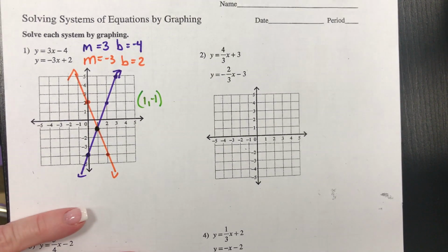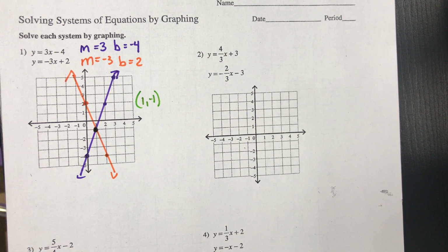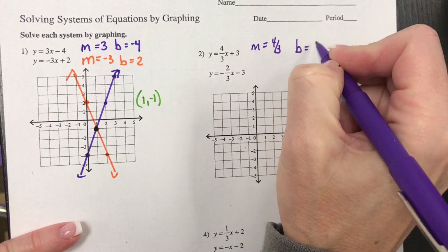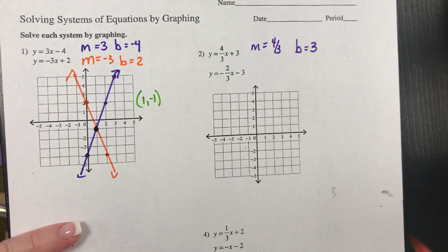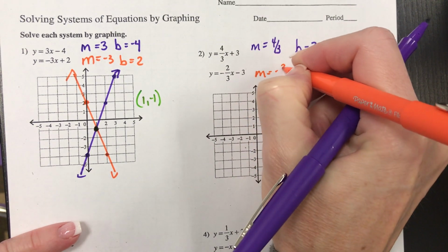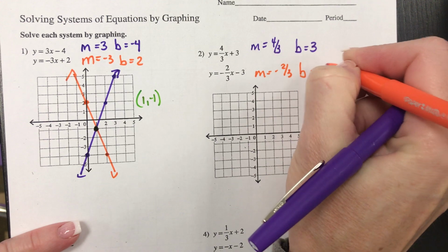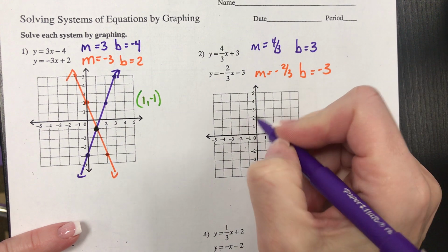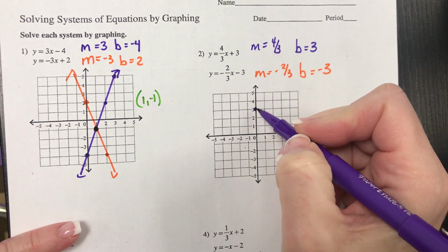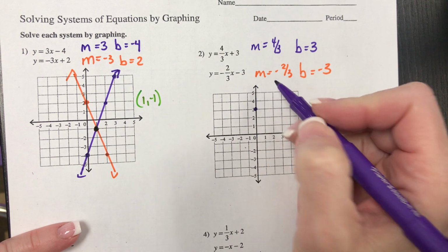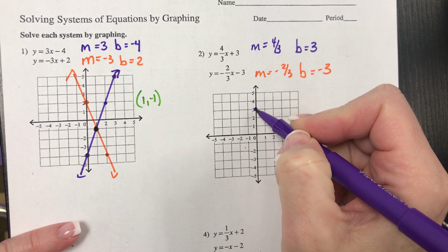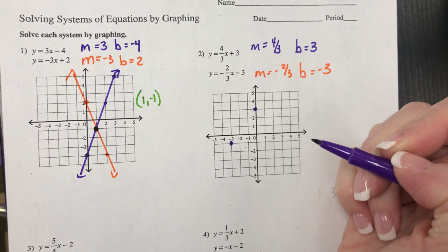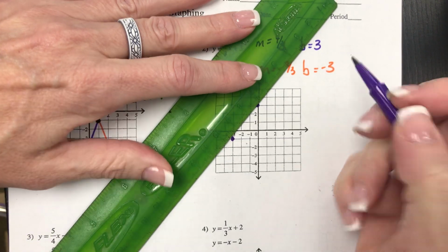For number 2, we've got y equals 4/3 x plus 3. So m is 4/3, b is 3, m is negative 2/3, b is negative 3. All right, so let's plot our points. So b is 3. M is 4/3. Now, I don't have room to move up 4 and over 3, so we've talked about we can go backwards, so I can move down 4 and to the left 3. And that's really the only two dots I'm going to be able to make. So use your straight edge.